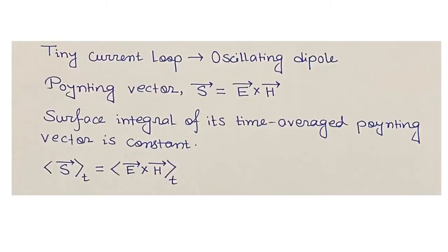We have to consider a tiny current loop. Now a tiny current loop is basically analogous to an oscillating dipole. So we can consider a tiny current loop as an oscillating dipole whose Poynting vector is S vector equals E cross H, where E vector is the electric field and H vector is the magnetic field intensity. It is also given the surface integral of its time average Poynting vector is constant. So the time average of S vector will be the time average of E cross H.